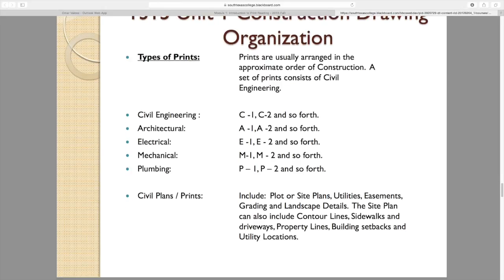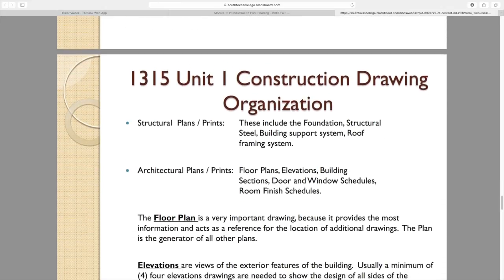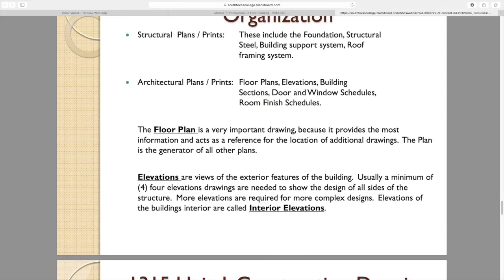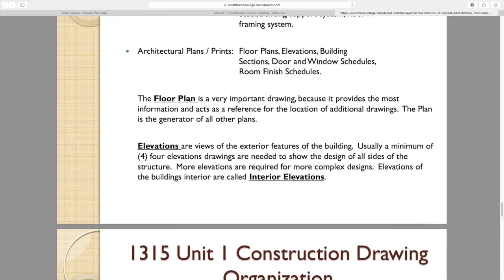And then here it gives you a breakdown, which I'm not going to go into because you can read it. Civil plans, structural plans, architectural plans. Talks here a little more about your floor plan. I think I mentioned this already. Yeah, it's one of the most important pieces of information you can have because it gives you everything. Actually, everything goes off of the floor plan. Okay, because the architect sits down, designs it, and then everything goes around the floor plan.